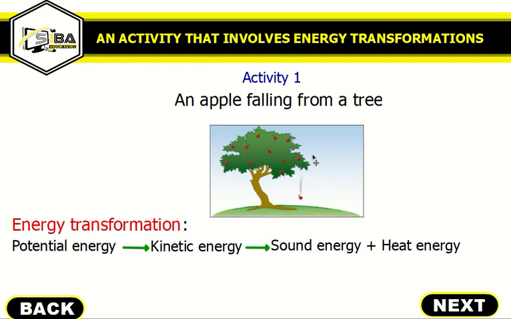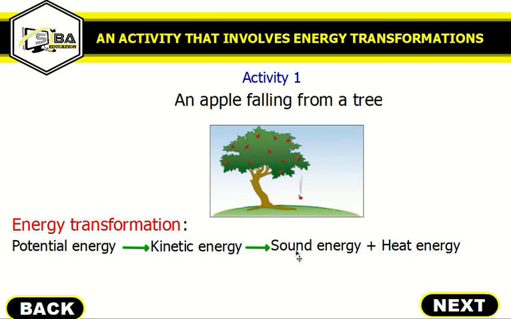Let's look at some activities that involve the transformation of energy. Observe this picture critically. This is an apple tree, and you can see one of the apples falling. Before the apple fell, it had what we call potential energy because there was no movement. And then when it started moving, the potential energy changed to kinetic energy.